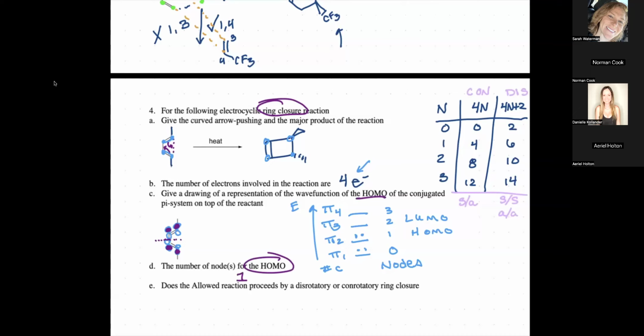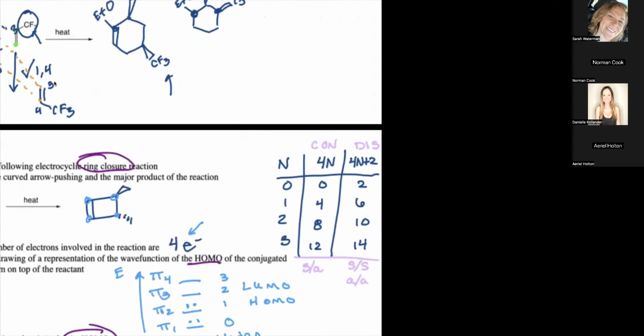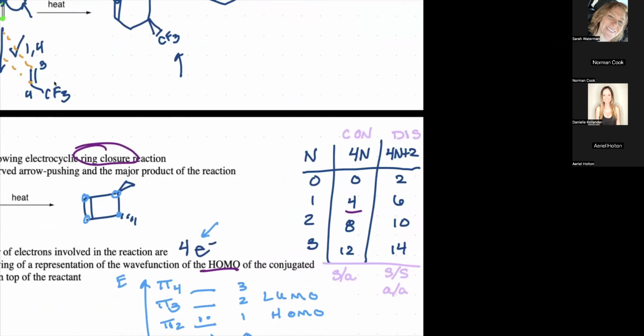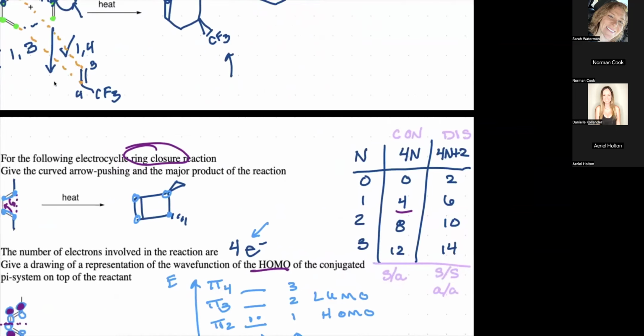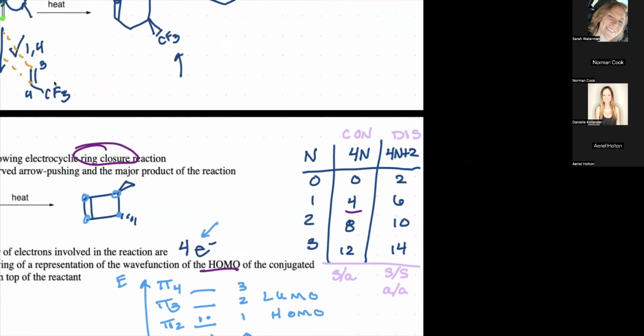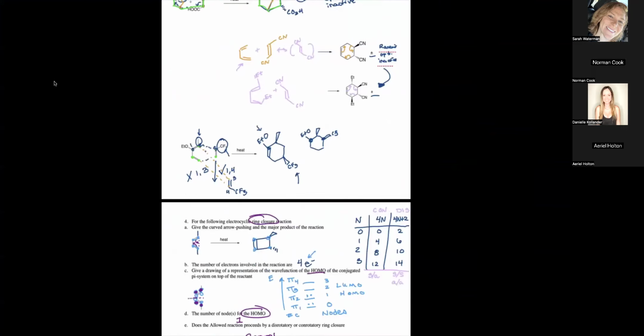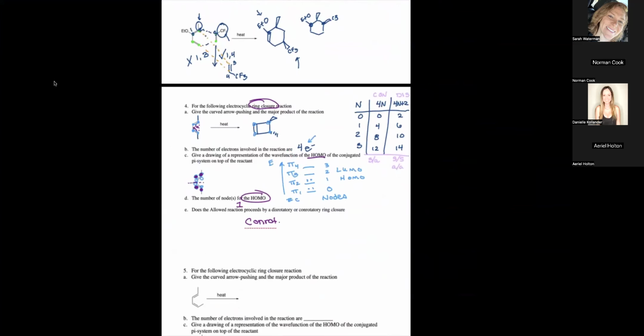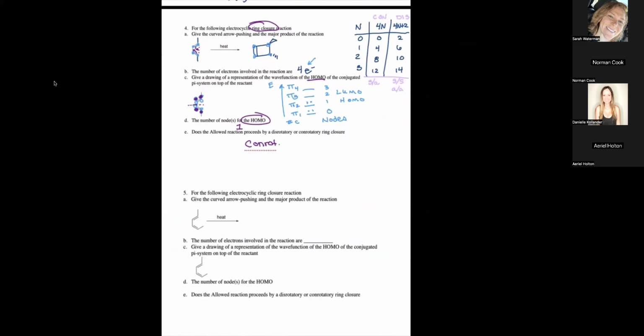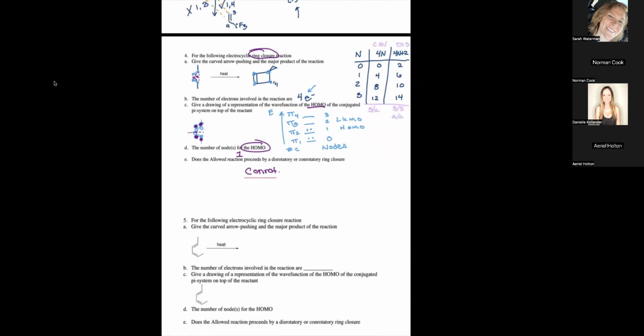So does the allowed reaction proceed by disrotatory or conrotatory? Well, we already decided that it was conrotatory because there are 4 electrons that participate in the reaction. How's that feel? I think I got it. We'll get more practice, okay? Any questions on that one so far?